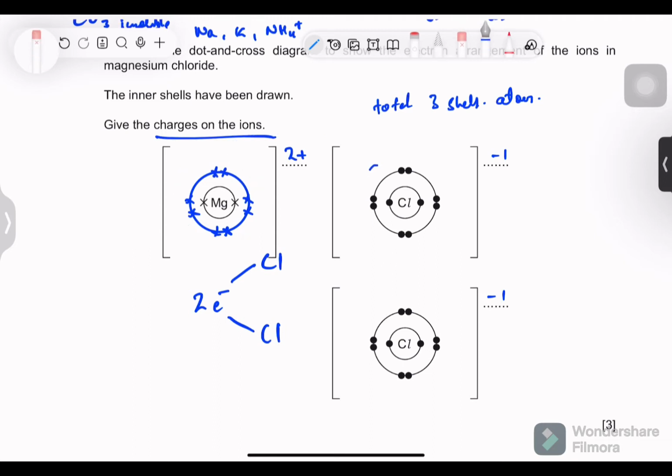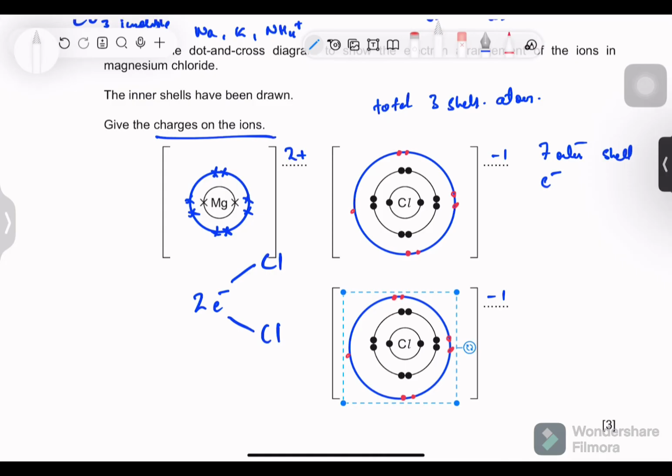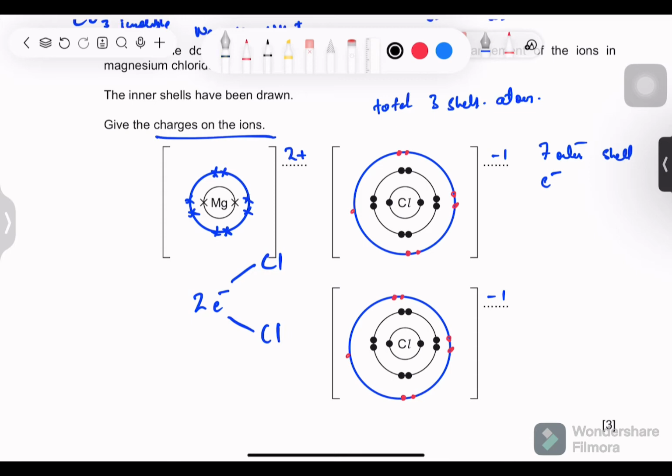The chlorine has one shell remaining. Chlorine is in group 7, so it should have 7 outer shell electrons originally. So if we draw the 7 outer shell electrons, 1, 2, 3, 4, 5, 6, and 7. This will be the same for this chlorine. And now we draw the electrons which it gained from magnesium. Magnesium gave 1 electron over here and 1 electron over here. So the charge is thus minus 1 on each chlorine.